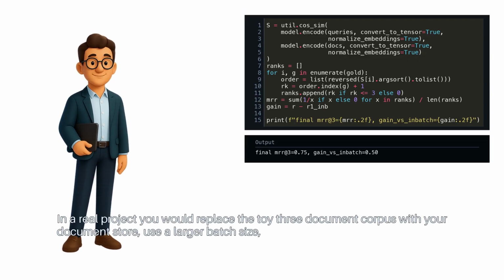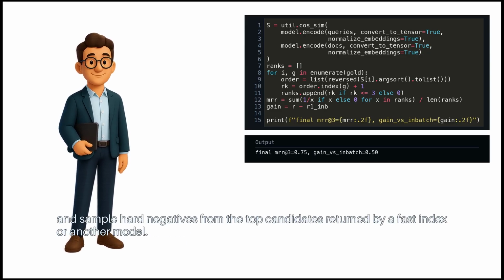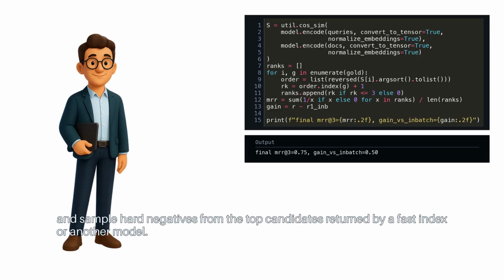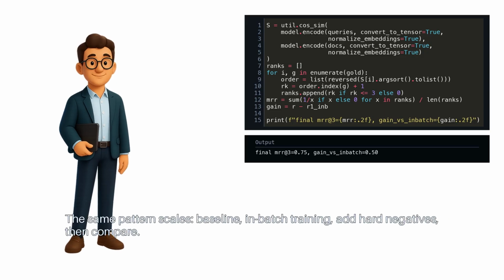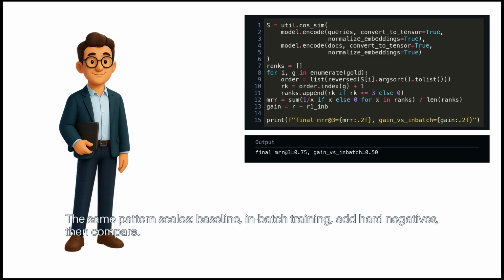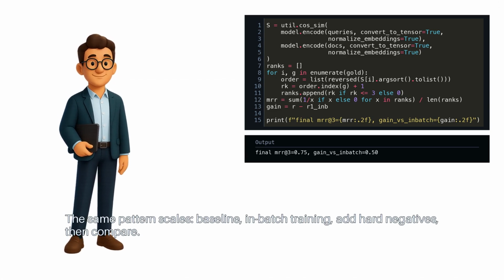In a real project, you would replace the toy 3-document corpus with your document store, use a larger batch size, and sample hard negatives from the top candidates returned by a fast index or another model. The same pattern scales. Baseline, in-batch training, add hard negatives, then compare.